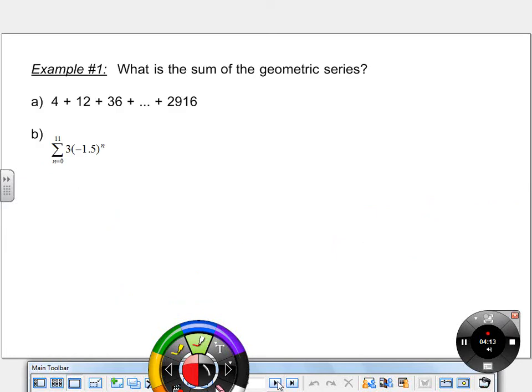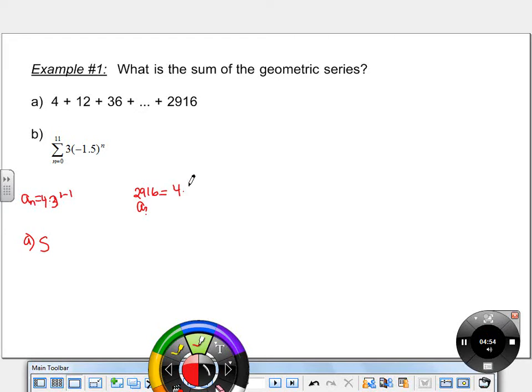All right, so the next problem asks us what is the sum of the geometric series. So in the first one, we're trying to find the sum of how many terms. So first of all, we have to know that 2,916 is what term? A sub what? So we want to look at the rule. Okay? The ratio is 3 and the first term is 4, so the rule looks like 4 times 3 to the n minus 1 power. Okay? And then we have 2,916.